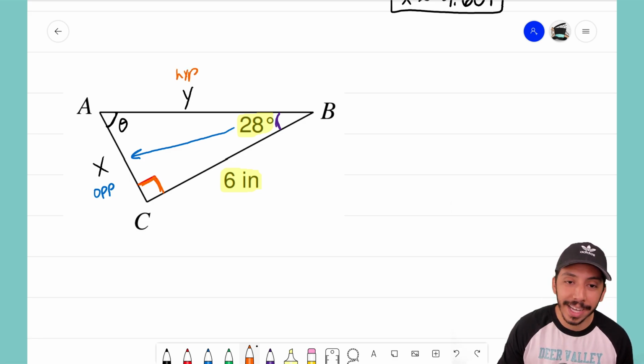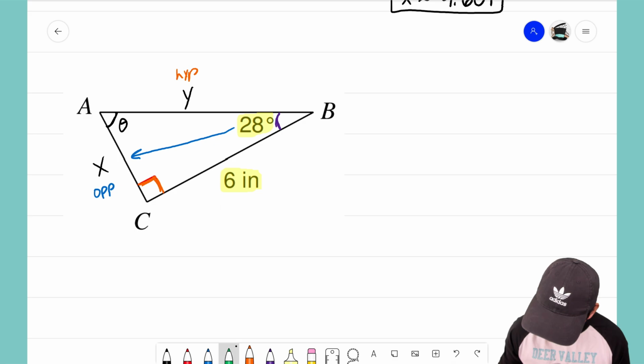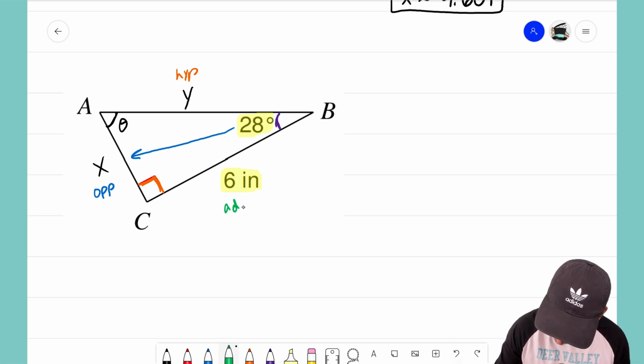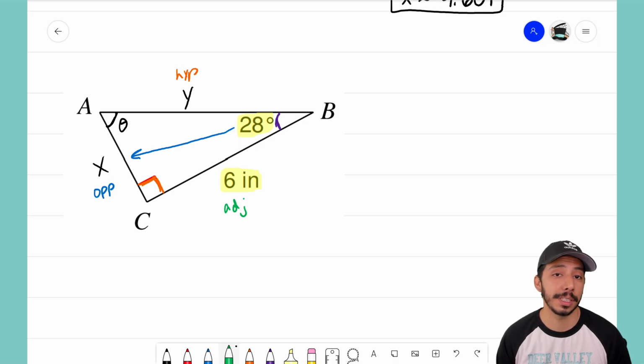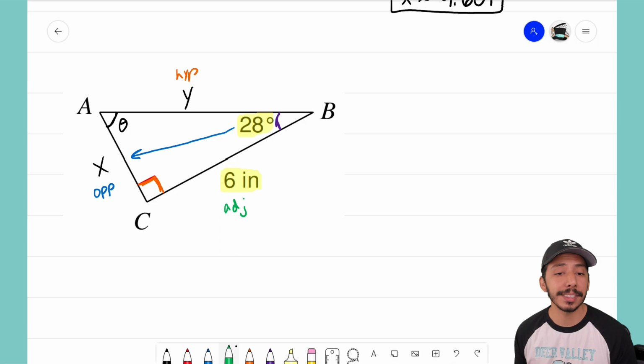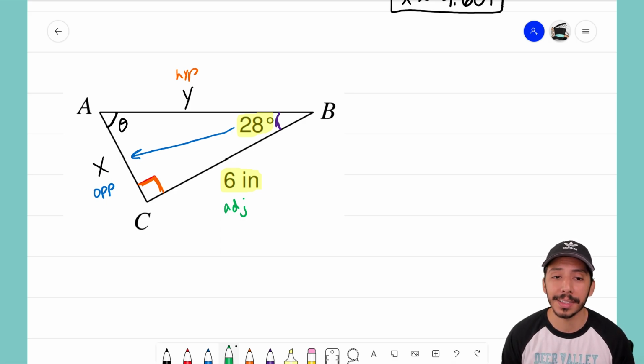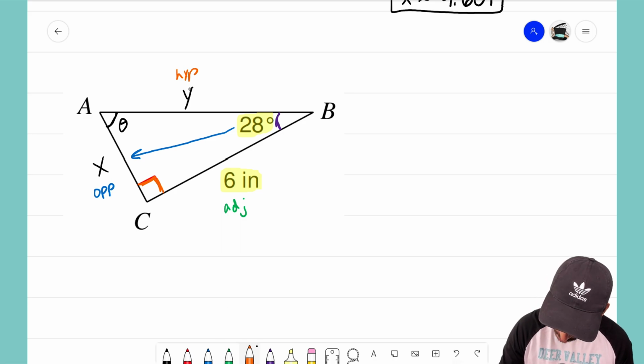I see that y is the hypotenuse, which means that 6 here has to be the adjacent side. So now I have to make a decision. What do I want to solve for first? Do I want to solve for x or do I want to solve for y? Well, I'm going to go ahead and just use y as the first one that I'm going to go after.